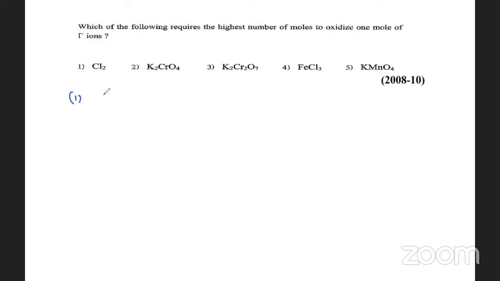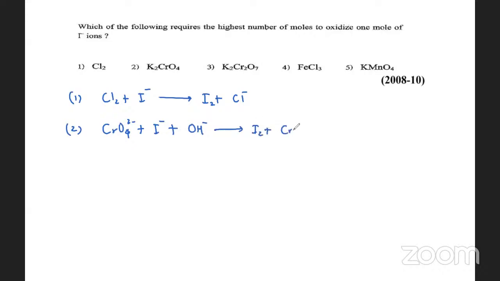The first one, when chlorine reacts with I minus, you'll get a product like this. You can do it now and tell me the answer. It will produce I2 and Cl minus. That's the reaction of chlorine with I minus. After finishing unit 6, you will be able to write this on your own. And chromate, when you say K2CrO4, don't worry about that K2 because it's potassium plus, it doesn't react. Just take the anion. Chromate reacting with I minus. Chromate should react in basic medium, and it will produce once again I2 and Cr3 plus.